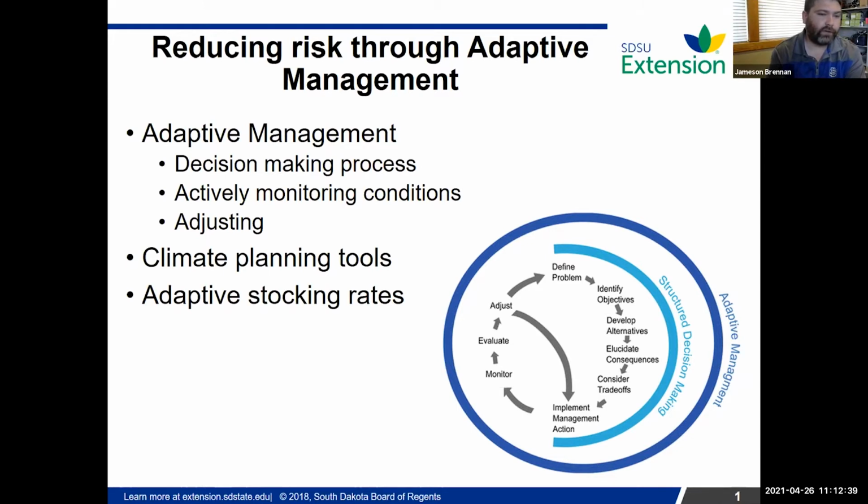And so today I'm going to talk a little bit about some tools that are available for including in adaptive management plans and range management plans that can help reduce some of the risk associated with drought. These are climate planning tools that can then be incorporated into adaptive stocking rates.